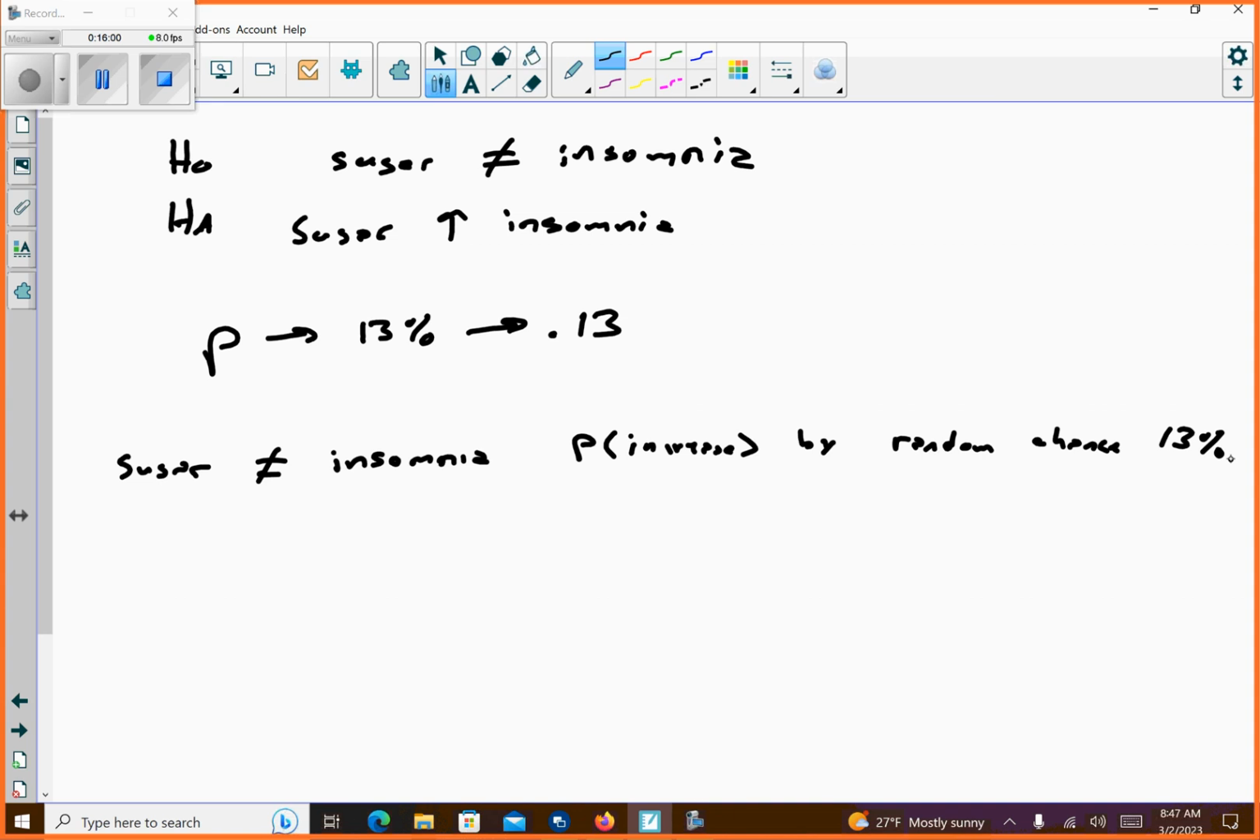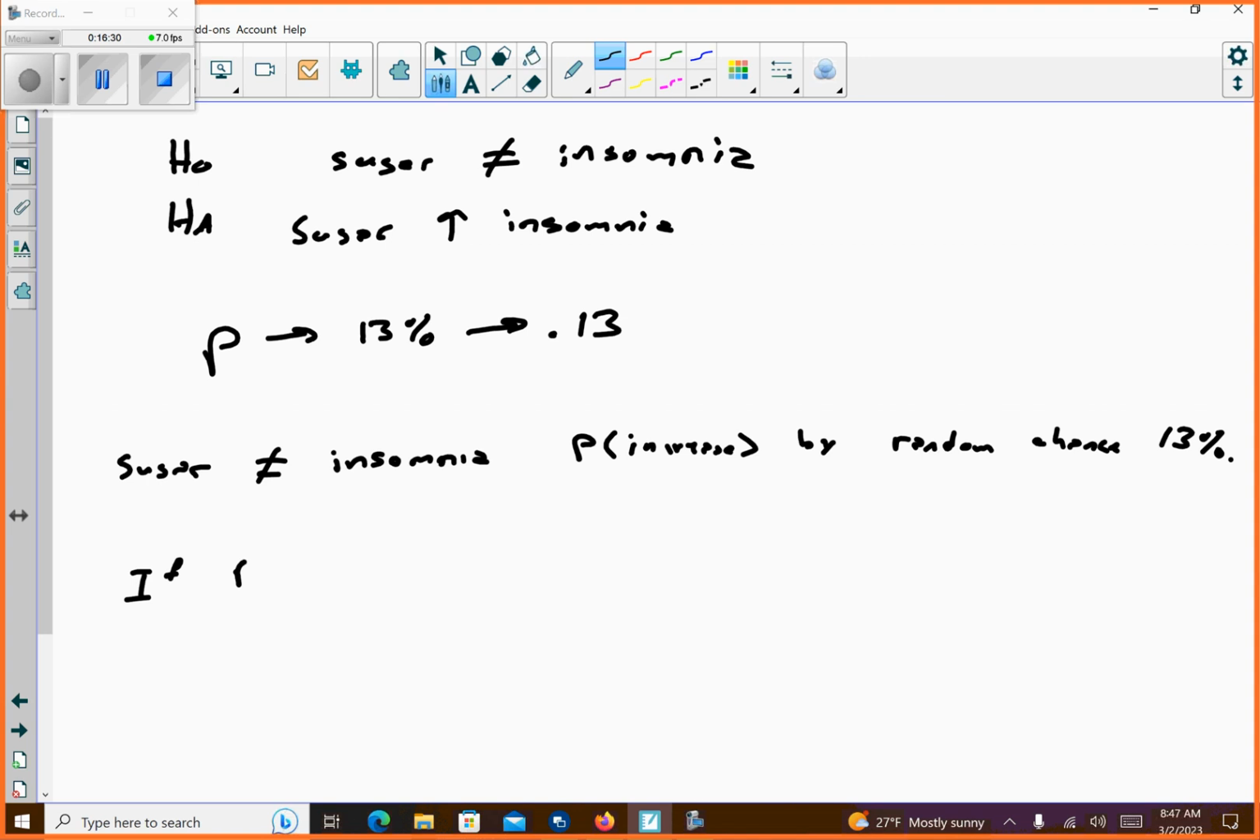So that's what we've been doing. All right, now it says, so informally, our result like ours could be obtained by random chance 13% of the time. That's pretty low. But is it low enough to reject the null hypothesis? And that's a source of debate. So then they say this, and this is kind of an accepted parameter.